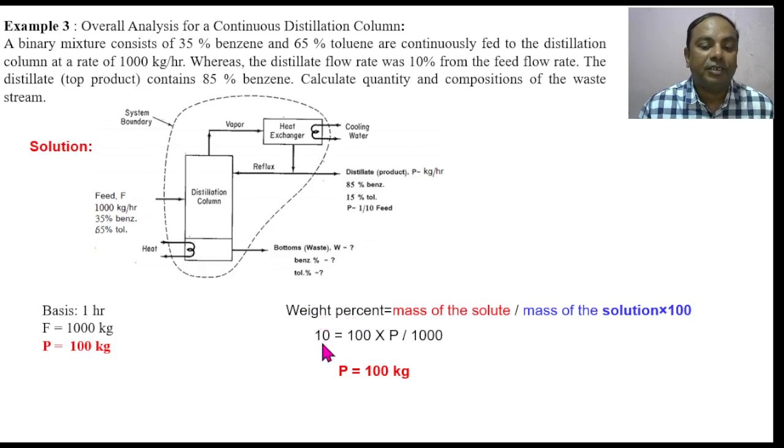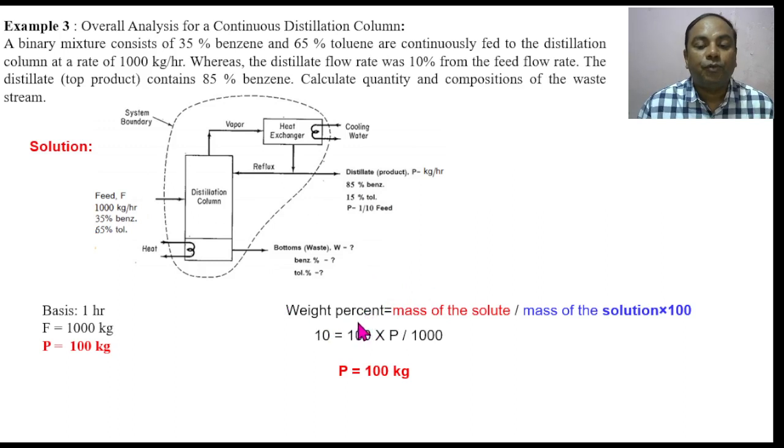So put these values in the equation. Weight percent is given as 10, that is 10%, which equals P, which we want to find, divided by the mass of the solution, 1000, multiplied by 100. This P value comes out to be 100 kg. So this is the simplest way to calculate the weight percent of any material.